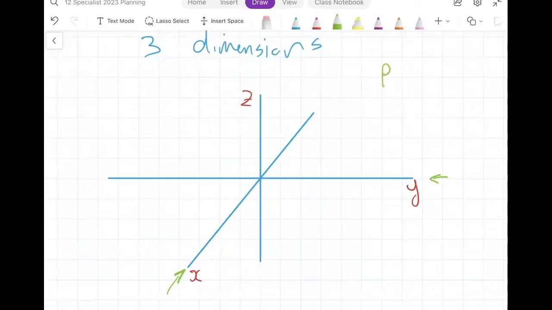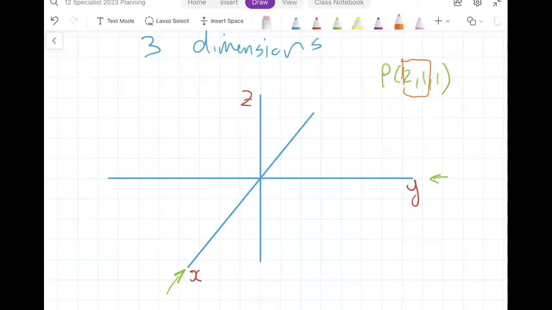So let's just look at the point of 2, 1, 1. Let's just keep it nice and straightforward. With my point here, I still have an x, y coordinate system. So I still have 2, 1. And let's put 2, 1 on my 2D axes, and then I'm going to project my 3rd dimension on top of that.